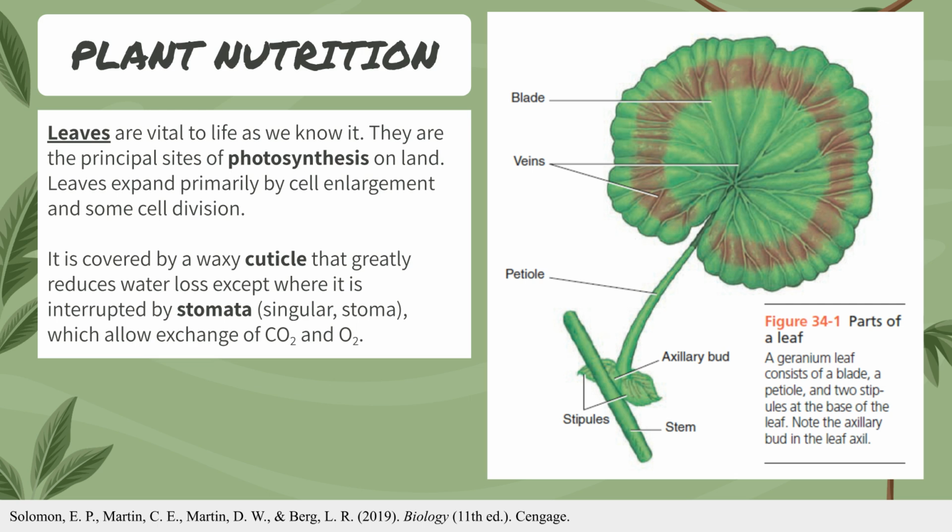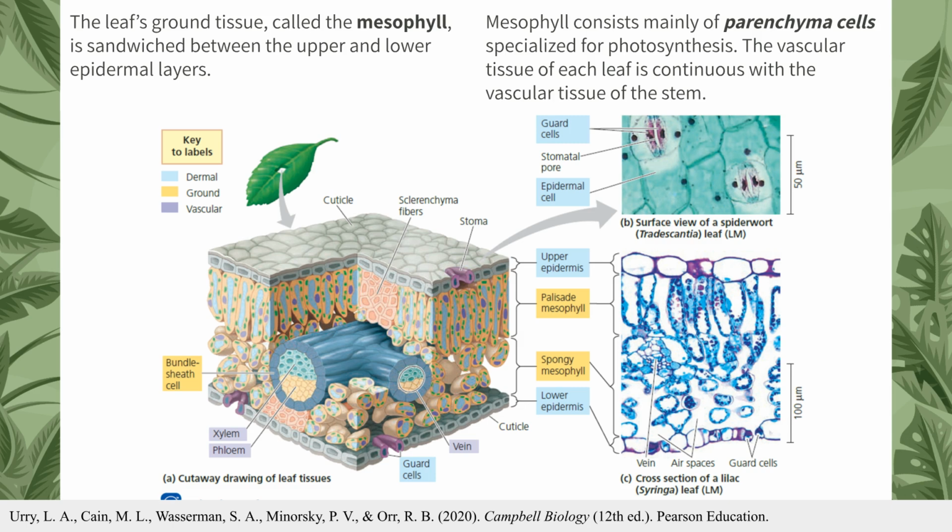Leaves are essential to life on land because they are the principal locations of photosynthesis. Their broad, flattened shape maximizes light absorption. Inside the leaf, the mesophyll is made up of photosynthetic parenchyma cells rich in chloroplasts and lies between the upper and lower epidermis. Leaf veins, continuous with the stem's vascular tissue, contain xylem that brings in water and minerals and phloem that transports sugars to the rest of the plant.